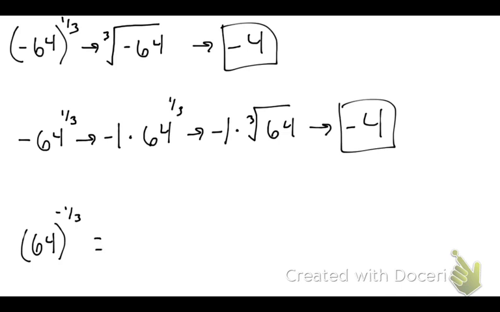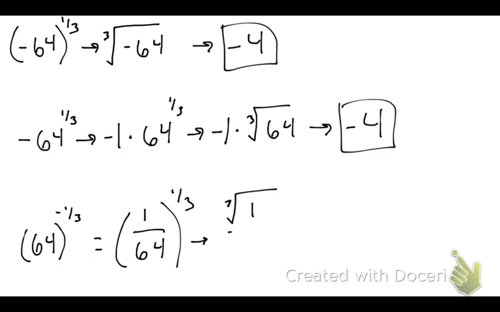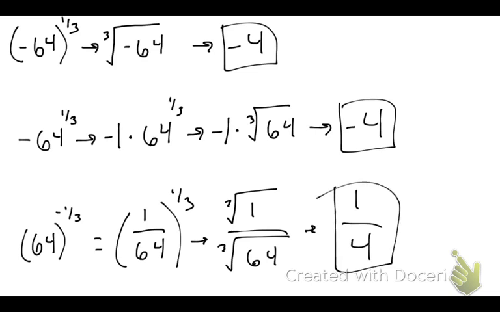So we need to remember that a negative in a negative exponent is telling us to take the reciprocal of the base. Now that we've taken the reciprocal, the exponent is positive. This means the cube root of 1 over the cube root of 64. The cube root of 1 is just 1, the cube root of 64 is just 4, so this simplifies to 1/4. Let's look at a different idea.